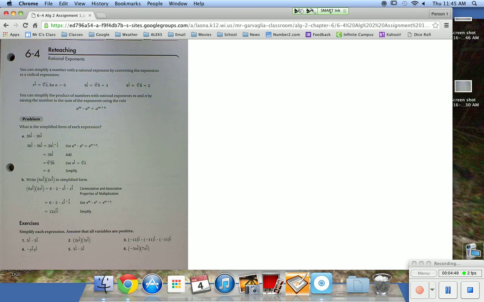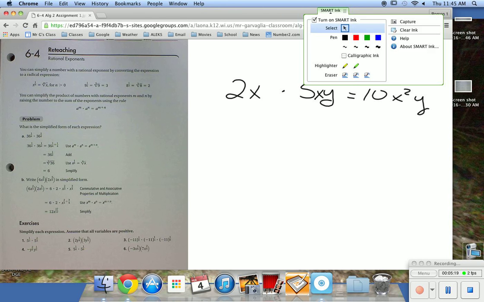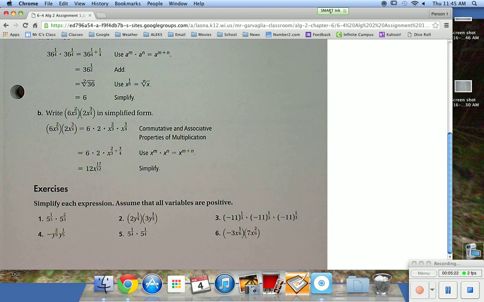If I multiplied 2x times 5xy, what can I do? 2 times 5 is 10. X times x is x squared, and then y. Did everybody see how that works? There are 6 problems there we're going to work on. Here are 3 of them.